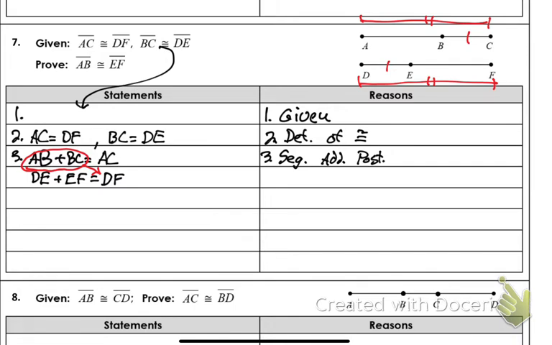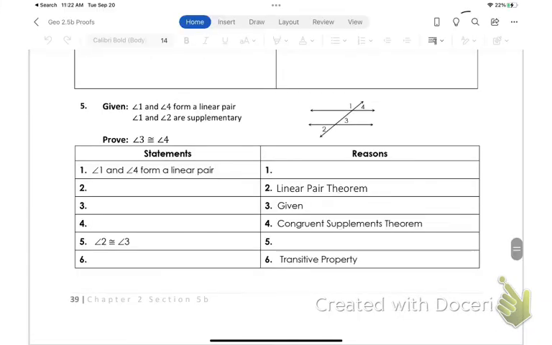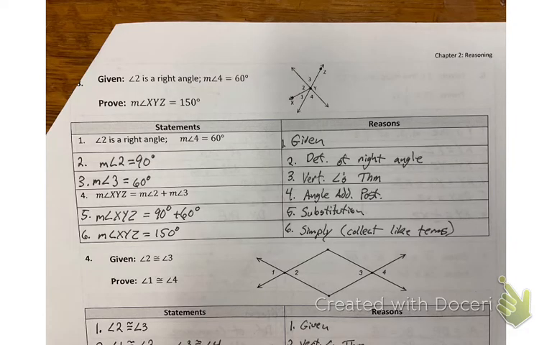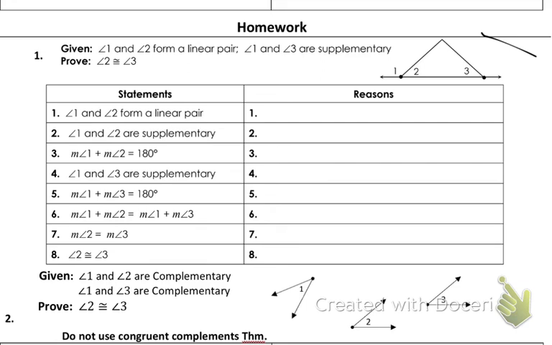Yeah, Sanjay. For number 1. Statement 2, so we have angle 1 and angle 2 form a linear pair. That's given. Now remember, whenever it says a fancy word, we usually go to the definition, usually. But we learned in this lesson that the definition of linear pair only says that they're a straight line. If you don't believe me, look at the definition of linear pair. It just says they make a straight line. But somehow they said they're supplementary.